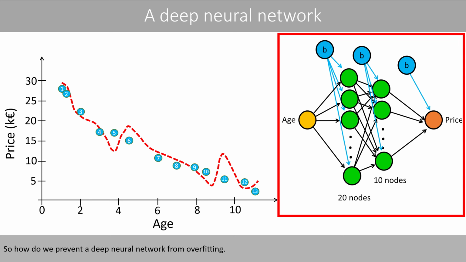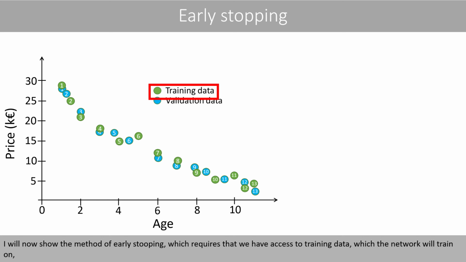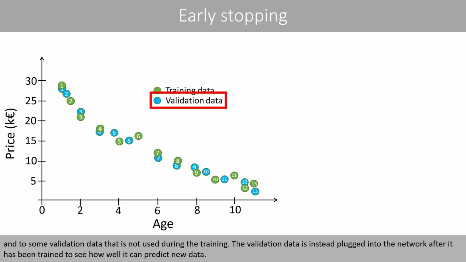So, how do we prevent a deep neural network from overfitting? Well, there are several ways that we can do this, but I will here explain 2 common methods, early stopping and dropout. I will now show the method of early stopping, which requires that we have access to training data which the network will train on, and to some validation data that is not used during the training.